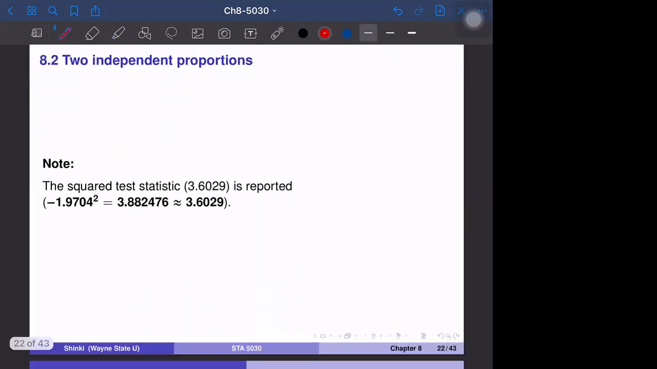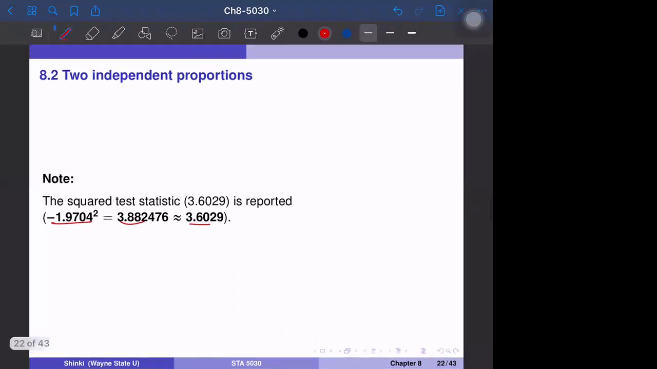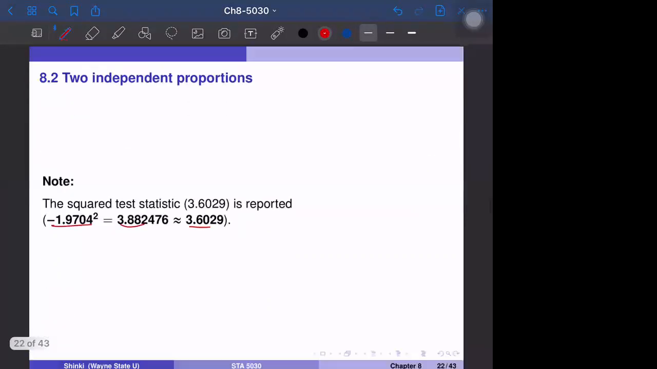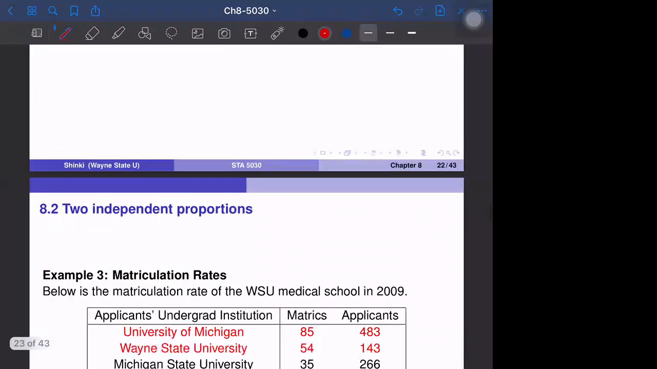Previously we calculated the z statistic as negative 1.97. If we square it, that becomes 3.88. So it slightly overestimated this squared test statistic, 3.60. And both are approximations anyway. I think the chi-square test has a slightly better approximation, but both are approximations, so we cannot make a strong argument.